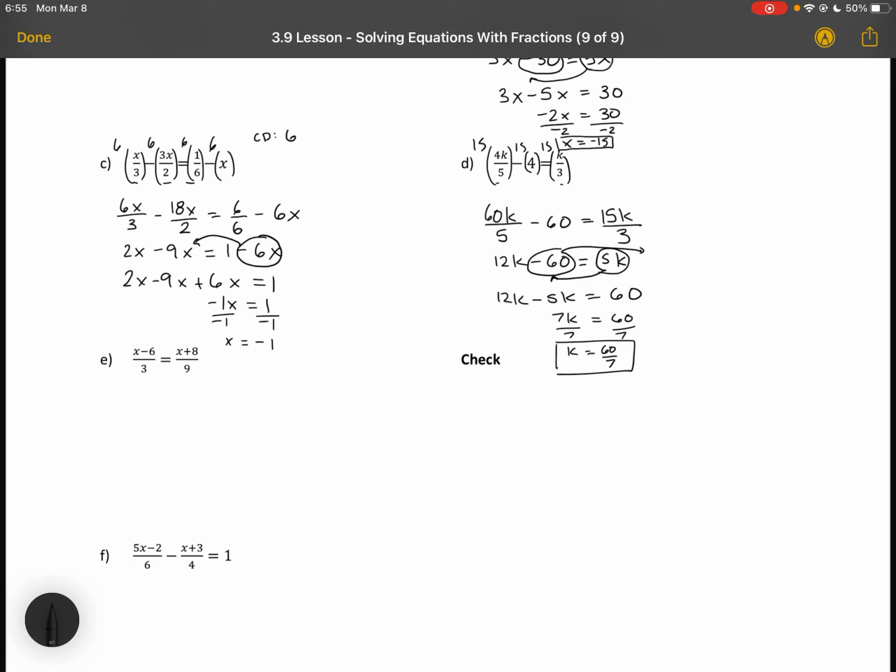Now my next two examples look a little bit different because now I have two terms on the top. So I'm still going to multiply by the common denominator. In between 3 and 9, my common denominator is 9. So I'm going to multiply the left by 9 and the right by 9.